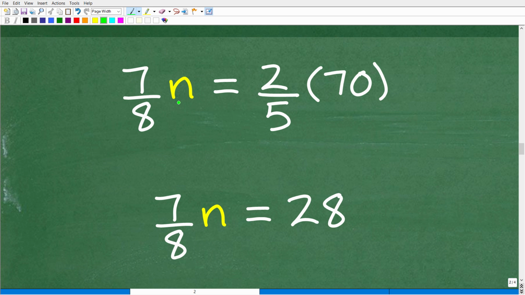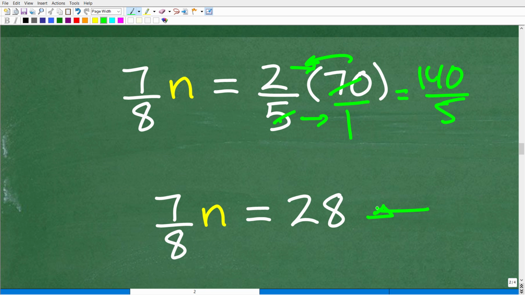All right, so 7/8 n is equal to 2/5 times 70. So here, we need to multiply 2/5 times 70. We need to think of 70 as a fraction, so we could put this as 70 over 1. And so we have 2 times 7. You can do this on your calculator. So you'll have 140 divided by 5. Again, feel free to use a calculator. Now, another thing you could do here is take 5 and divide it into 70, get that answer multiplied by 2. But either way, you're going to end up with 28.